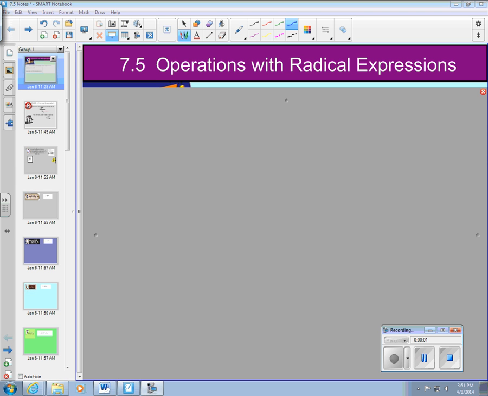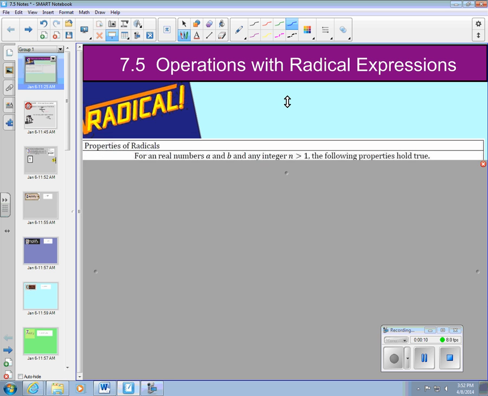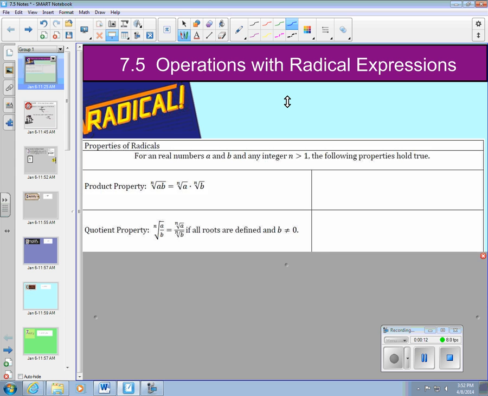Hello class, it's Miss Peterson here again, and today we're going to be doing 7.5 notes, which is operations with radical expressions. So just starting off here, we have some properties that we need to talk about.